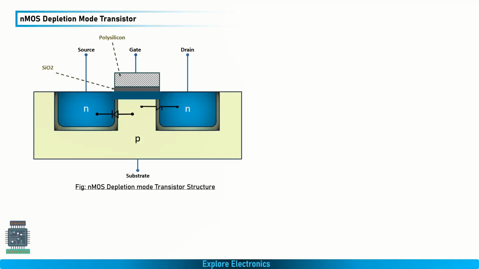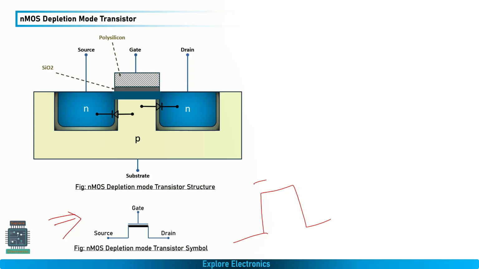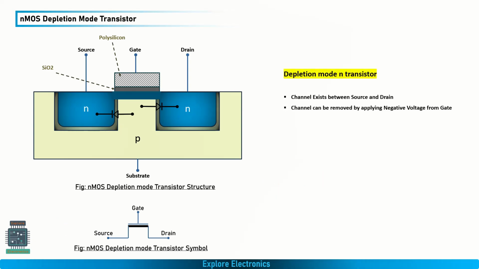And here also there will be a back-to-back diode connection. If you look at the structure and the symbol now, this symbol will be similar to the enhancement mode transistor, but the difference is that in between the source and drain regions there is a thick indication over here. This thick indication indicates the channel is already there. The channel is created at the time of manufacturing itself, right? So this thick line we need to put to indicate this as a depletion type transistor. So here the takeaway is that the channel exists between source and drain already.